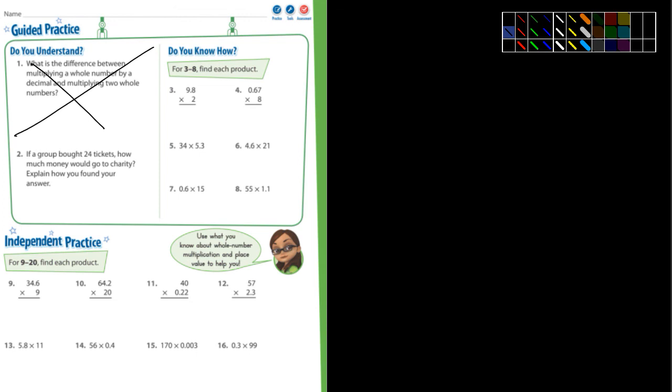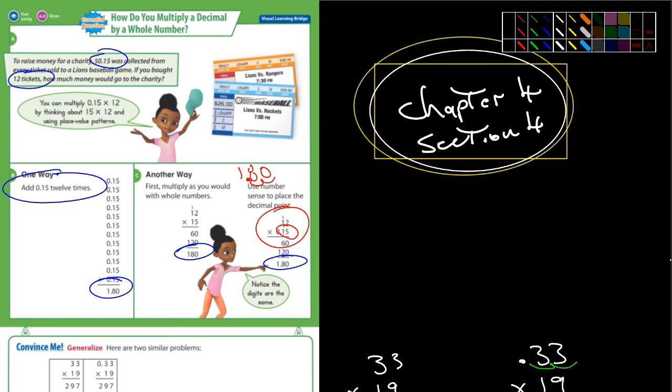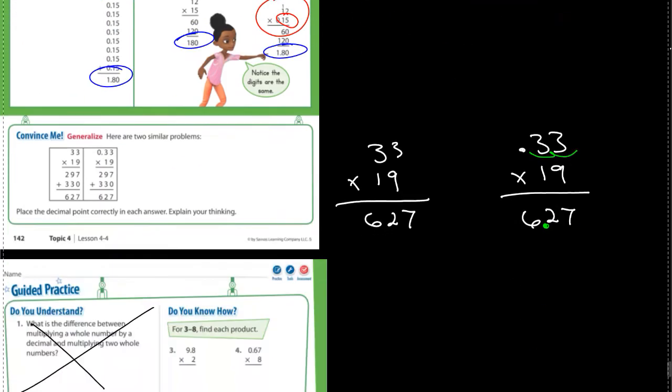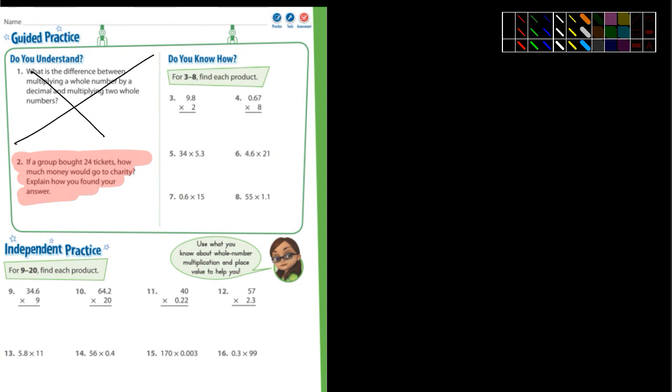Number 2, if a group bought 24 tickets, how much more money would go to charity? I like that one. So this is in reference to the one up above. This is worth a stick. I just highlighted that one. Let me show you. This is what they're talking about right here, this problem that we just were using as an example. In this example, they bought 12 tickets. The question down below, in number 2, is what if they bought 24 tickets? So I want you guys to answer that one. And then 3 through 8, you guys can do those.